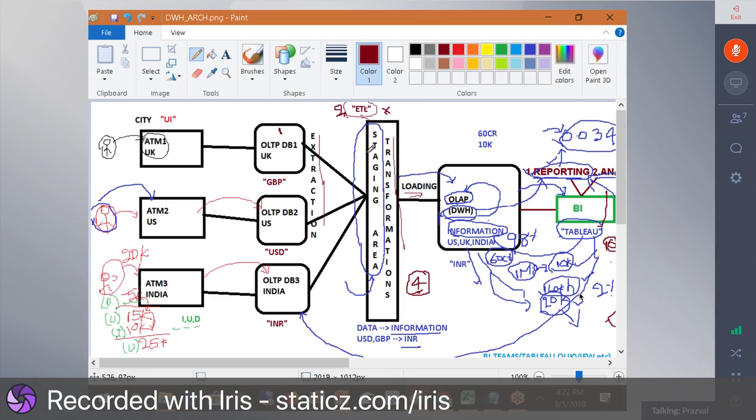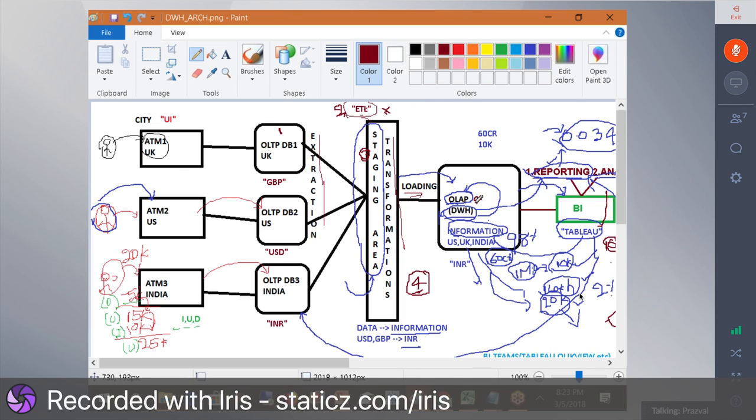And the third component is called the staging area. ETL needs to do some transformations, and it performs all the transformations in a temporary location. That temporary location is known as the staging area. Next, number 4, OLAP, is also known as the data warehouse. After doing all the required transformations, we dump that information into a permanent location known as the data warehouse.